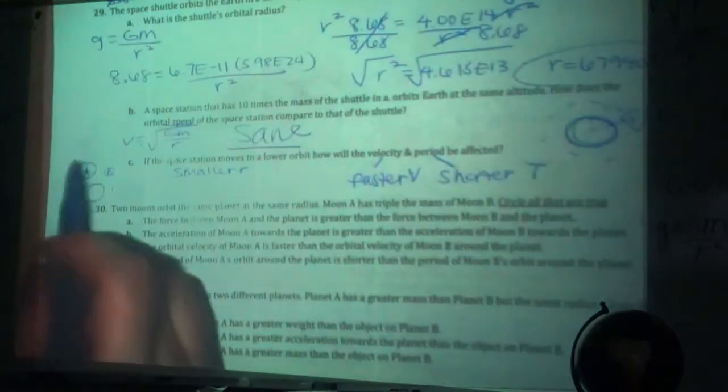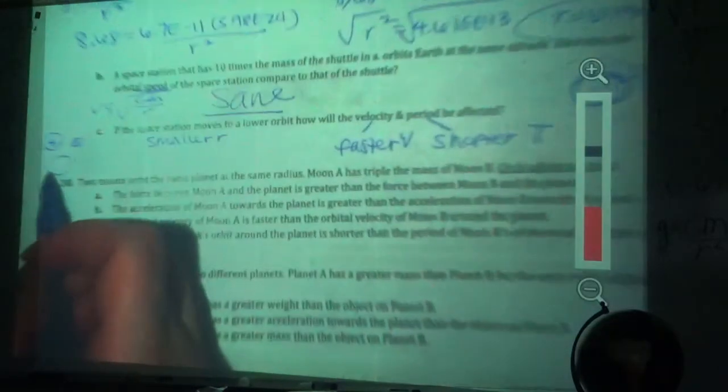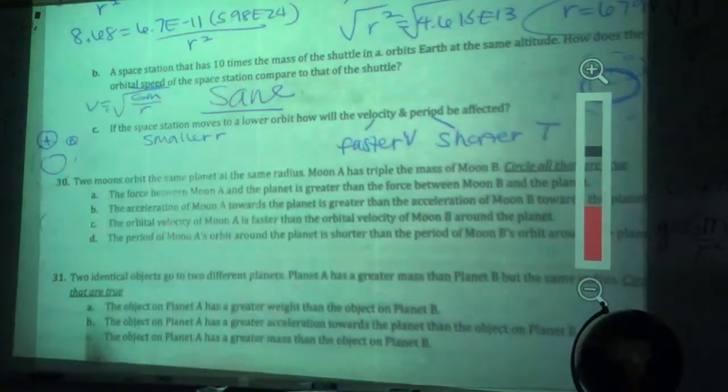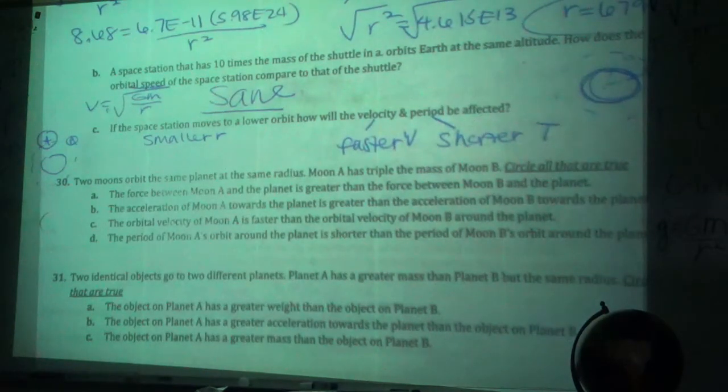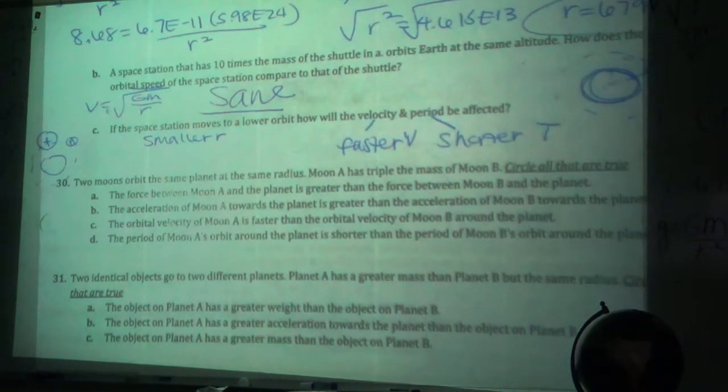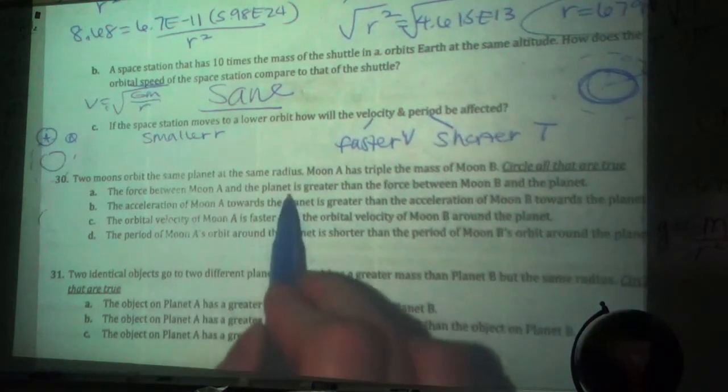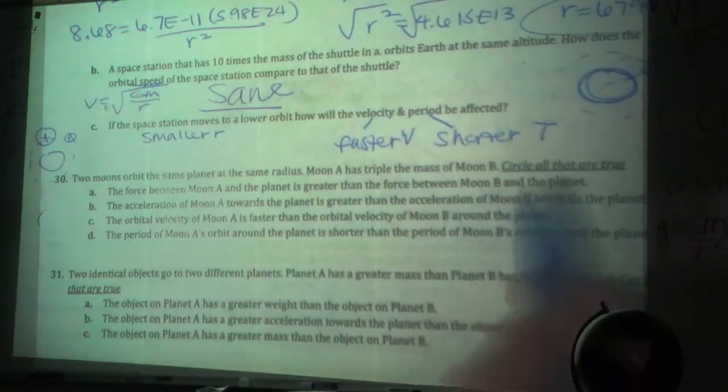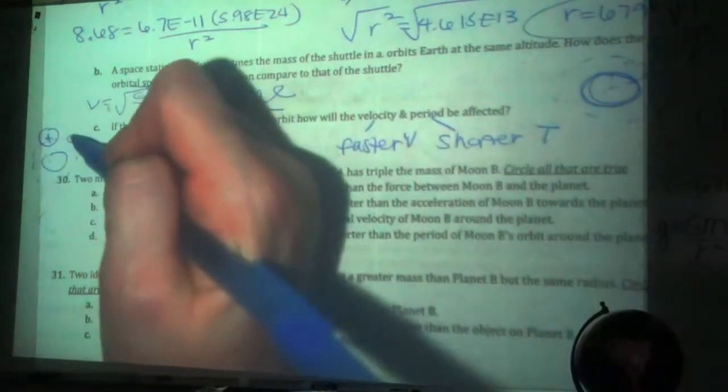That's a really big moon compared to the planet, but that's okay. And I'm circling everything that's true, so it's possible there are multiple answers. A says the force between Moon A and the planet is greater than the force between Moon B and the planet. So the force between these two compared to the force between these two.